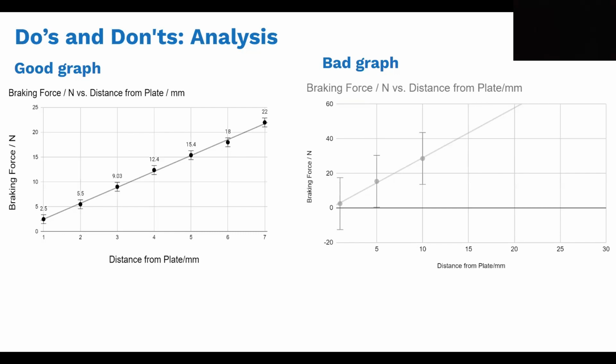So as I was saying, there are too few data points on the bad graph. There are only 3 data points, but you should have 5 to 7 on your graph. Secondly, the range of the horizontal axis is not appropriate. You will note that the data points stop at 10 mm, but the horizontal axis travels all the way to 30 millimeters.